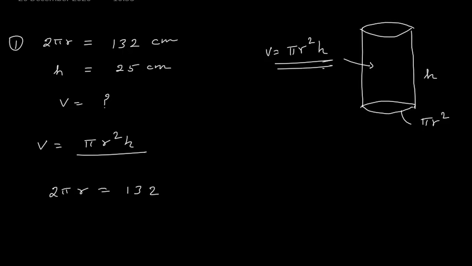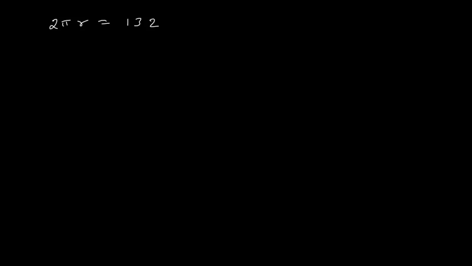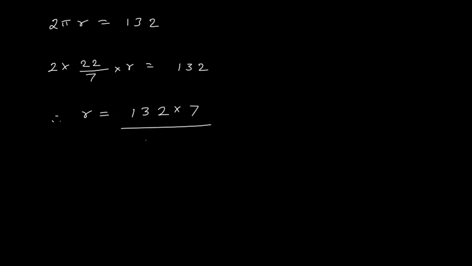We will put the values of pi and find the value of r. So 2 into 22 upon 7 into r is 132. Therefore, I have value of r as 132 multiplied by 7 divided by 2 into 22. So by 11 I can cancel this 132. 11 1s are 11, 11 2s are 22, and here it is 11 2s are 22. So I have r is equal to 3 7s are 21 centimeter.